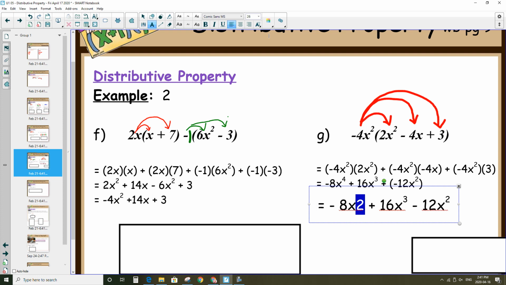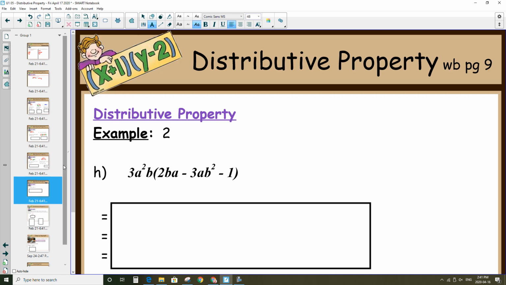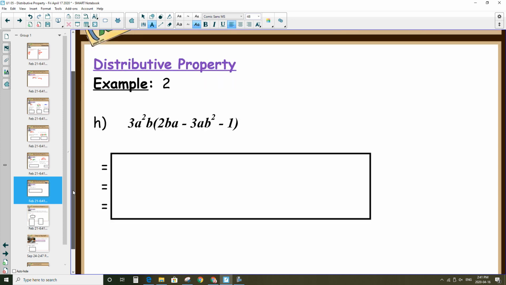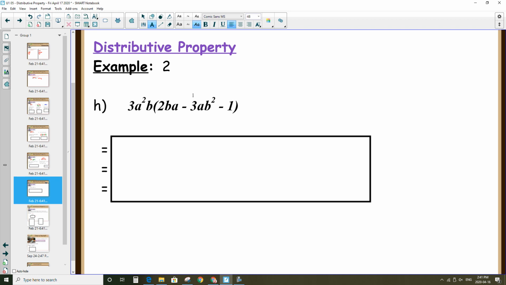That should be a 4. All right, that looks good. Okay, last example, and then we have one word problem, I believe. Okay, so one more. Nothing different on this one here.